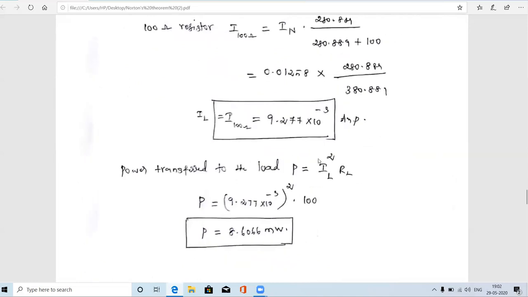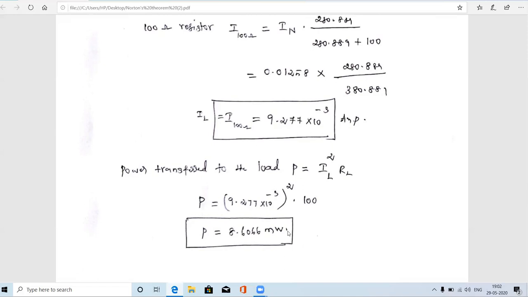And the question is what is the power transferred to the particular load. You know the formula for the power. What is the power formula? The power across a particular resistance is nothing but the current flowing through the resistance squared into RL. Here we calculated the IL value. What is the IL value? 9.277 into 10 to the power minus 3, the whole squared, into the resistance value of 100 ohms. Here we calculated the power as 8.6066 milliwatt. So this is the power transferred to the particular load resistance.